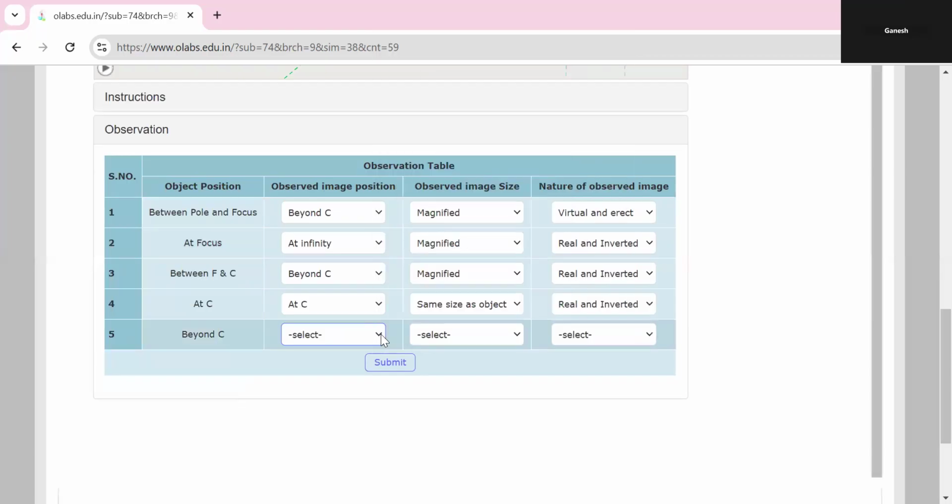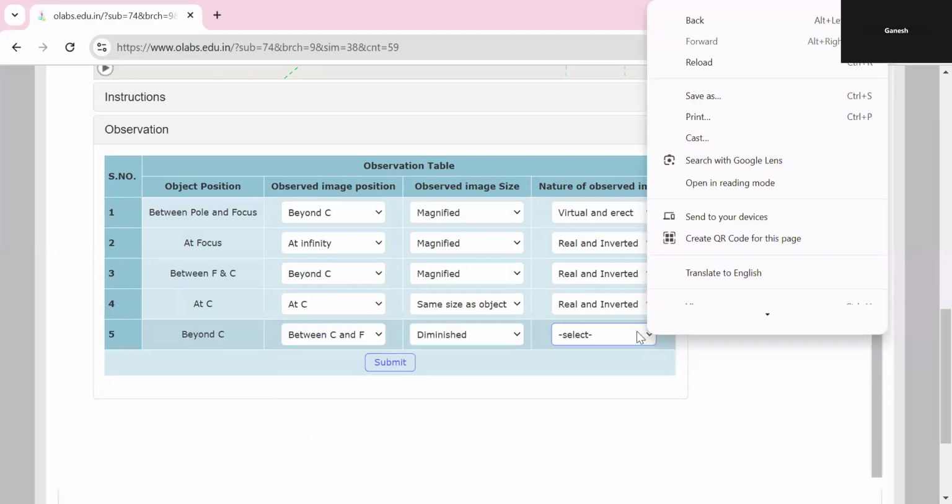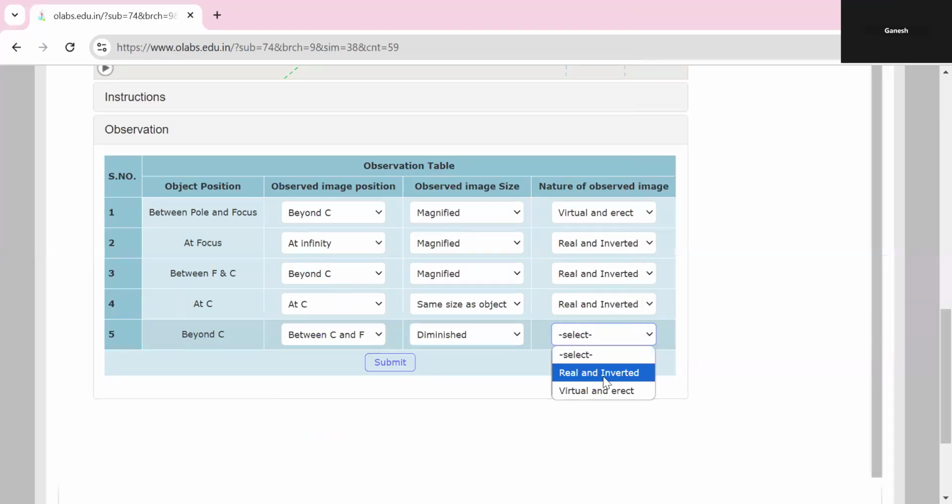First one is, where is the image formed? Between the C and F points. The image size is smaller, which is called diminished. And next, it is a real and inverted image. So these are all the right answers for the positions.